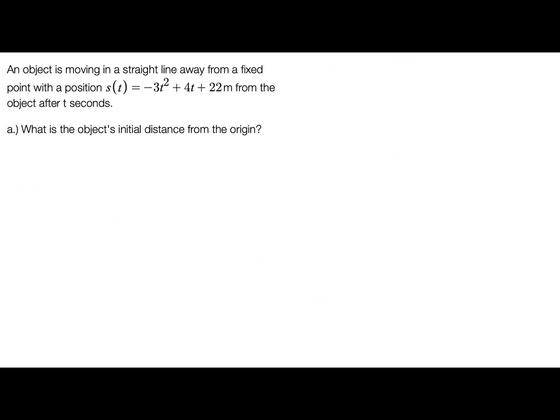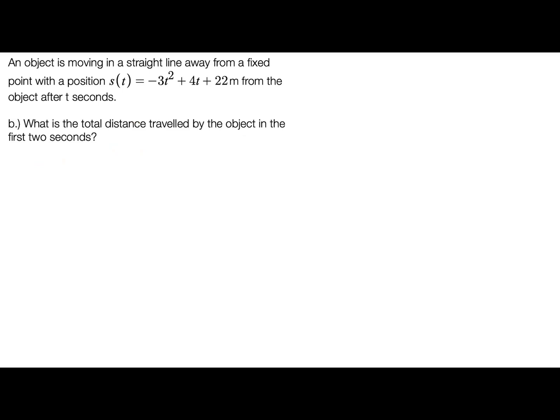All right. An object is moving in a straight line away from a fixed point with position s of t equal to negative 3t squared plus 4t plus 22 meters from the object after t seconds. What is the object's initial distance from the origin? That means we want to figure out what is the position at time 0, which is 22 meters. Lovely.